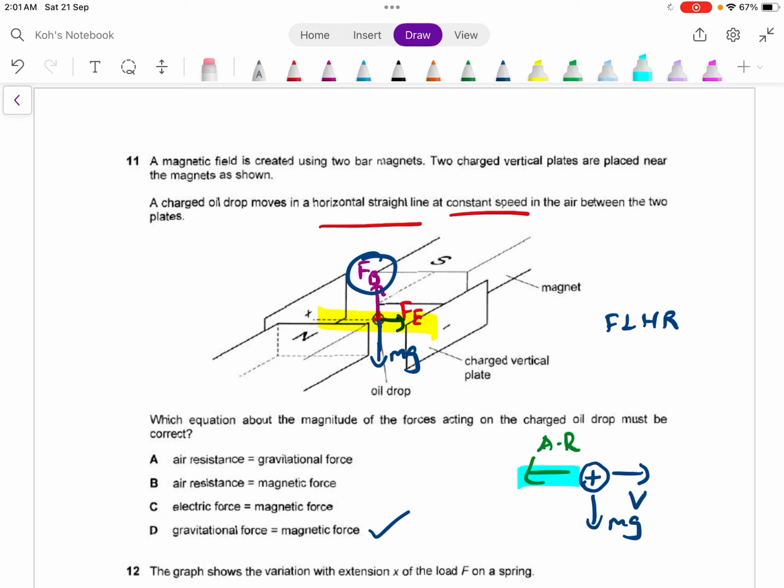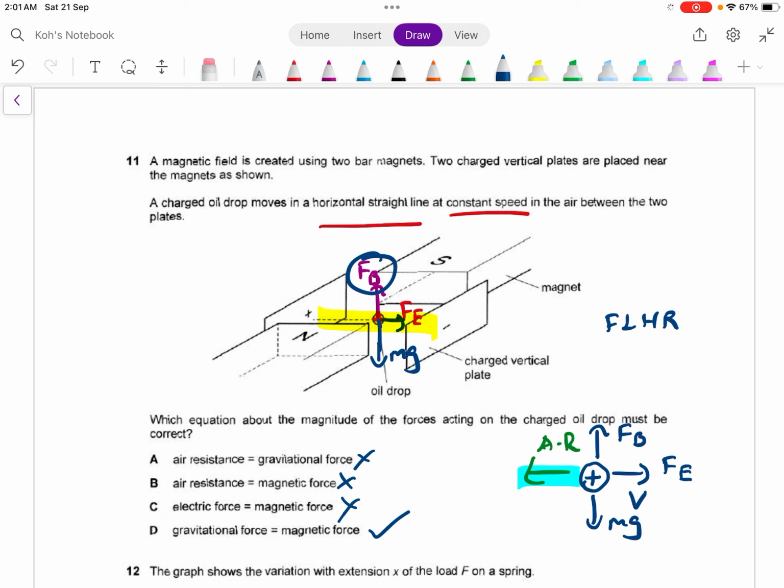Then the magnetic force is in the upward direction. So this is wrong as well. Then C is the same thing. For C, the electric force is towards the right hand side and the magnetic force is upward. So this is also wrong.